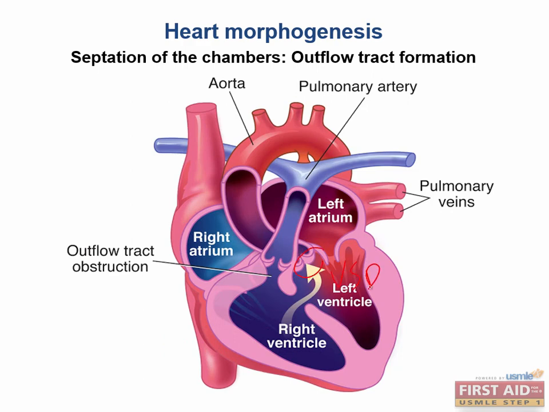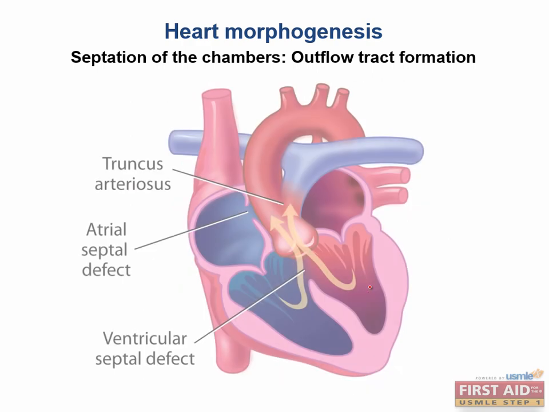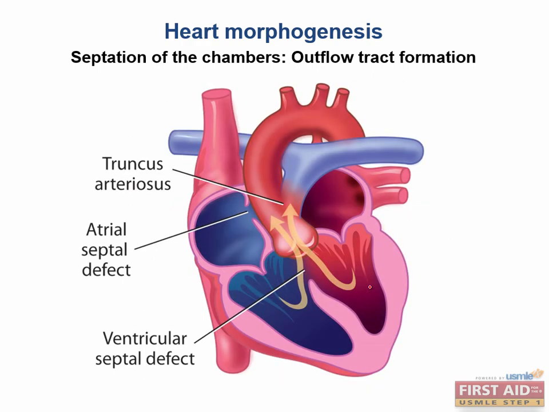The third and last thing we need to talk about that can go wrong with our aorticopulmonary septum is complete failure of the aorticopulmonary septum to form within the truncus arteriosus. What does this create?